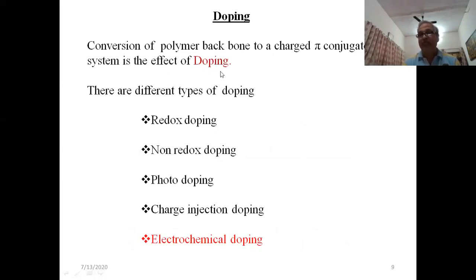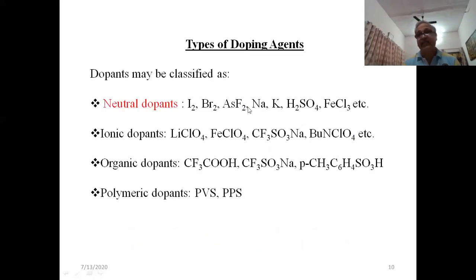There are different types of doping: redox doping, meaning reduction and oxidation type doping, non-redox doping, and photodoping. Photodoping means doping in the presence of light. Charge injection doping means some charges are introduced in the polymer. And electrochemical doping. We are discussing electrochemical doping in this talk. And there are different types of doping agents. These are neutral dopants: iodine, bromine, arsenic fluoride, sodium, potassium, sulfuric acid, and ferric chloride.